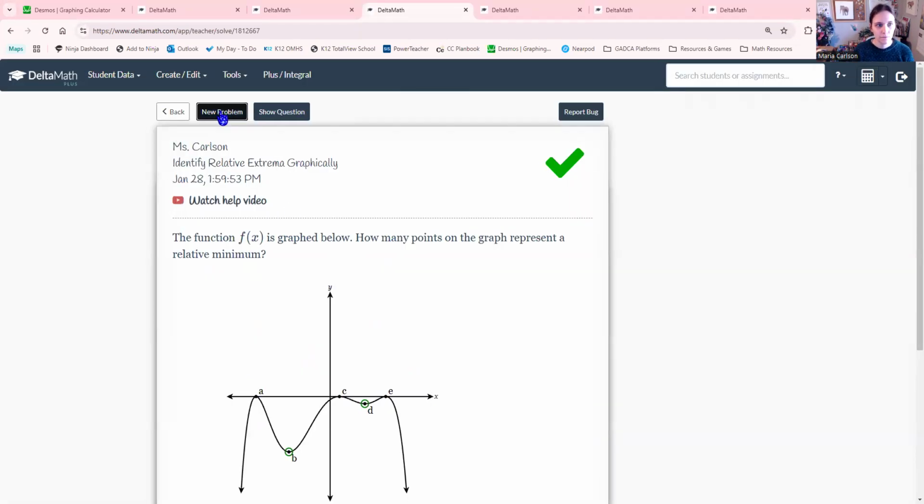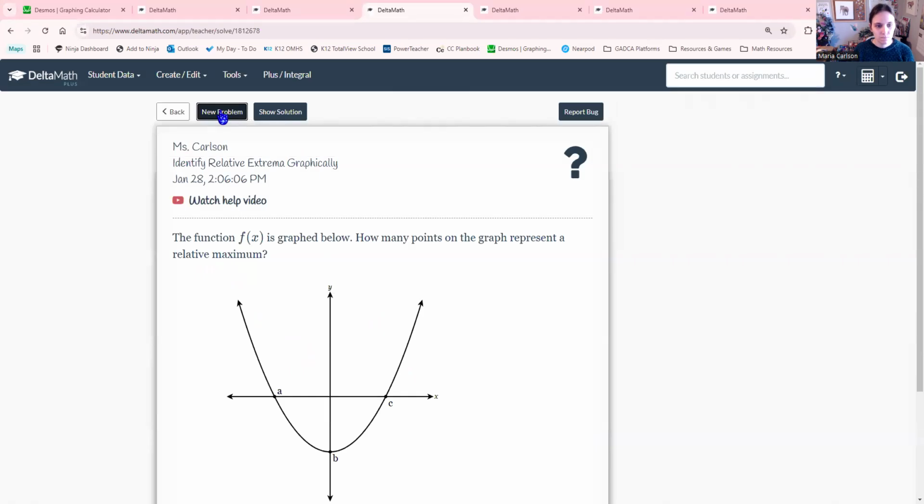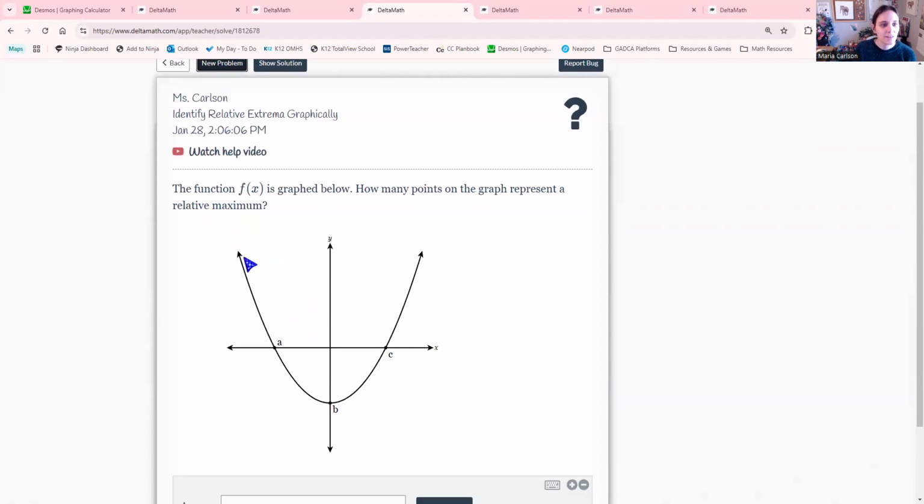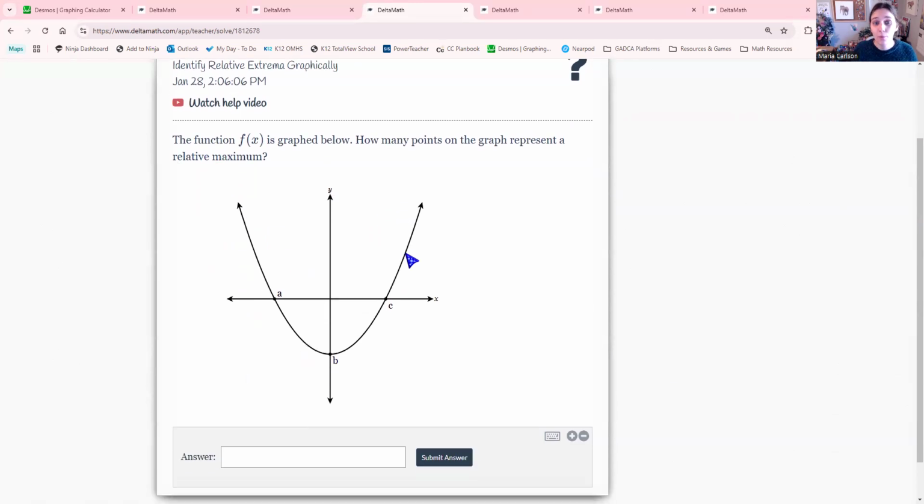All right, let's see if I get a different one. Ooh, the function f of x is graphed below. How many points on the graph represent a relative maximum? I only see a minimum. I only see a lowest point. Everything is going up, so 0.